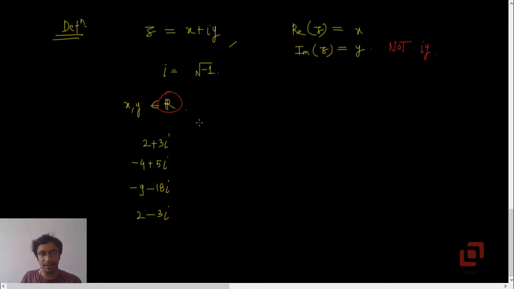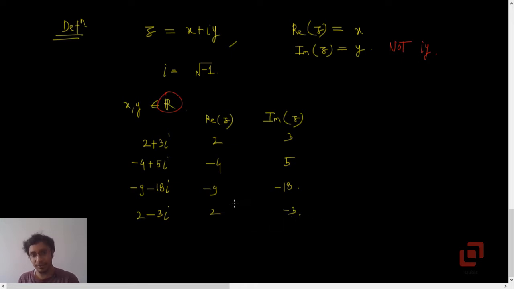Now let us write down the real and the imaginary parts of these four complex numbers. Real part 2, imaginary part 3. Real part -4, imaginary part 5. Real part -9, imaginary part -18. Real part 2, imaginary part -3.